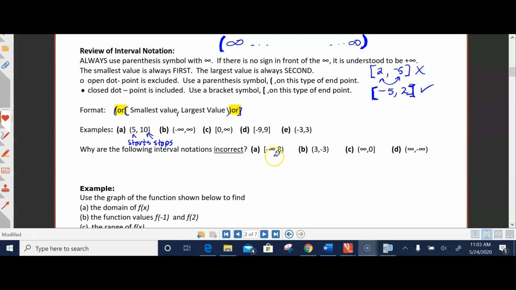Did you find the error in part A? What did you notice? What's wrong with it? It has a bracket on infinity. Never have a bracket on infinity. It should be a parenthesis. So there's the error in that one. What's the error in the second interval notation? Did you catch it? The smaller number is not first. To correct it, it'd have to be -3 to +3.